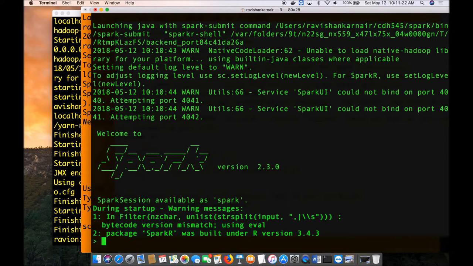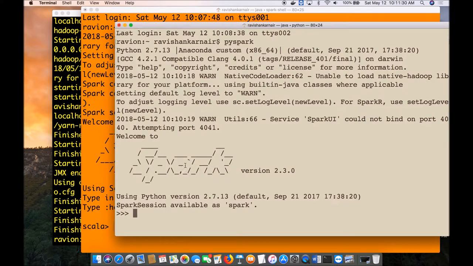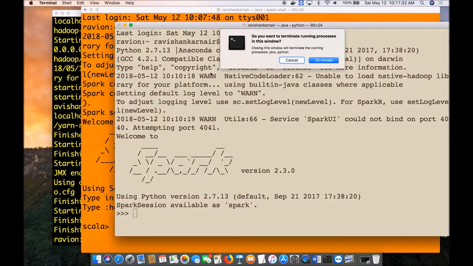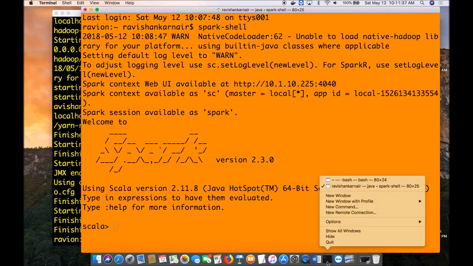So, it is always beneficial to use Scala. So, that's a basic way of doing Spark with either Python or with this particular thing. Okay. Now, I have got some data files. So, please look at this.